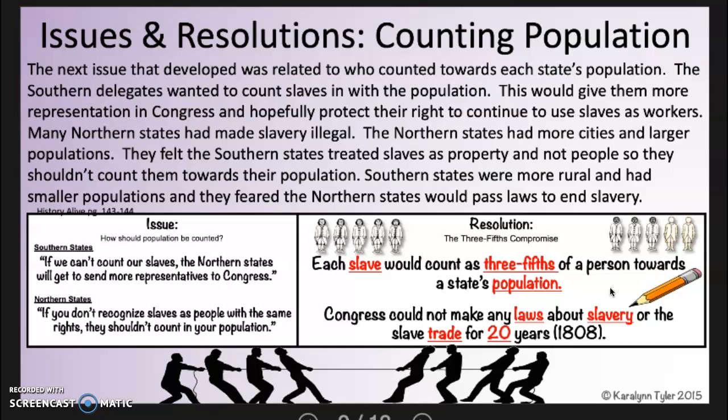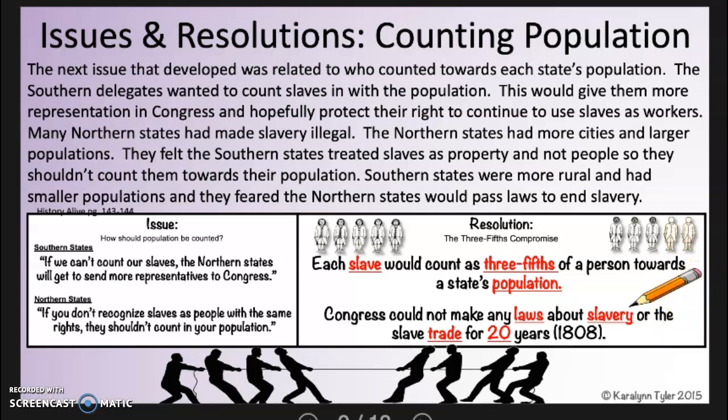And so what the agreement was when they finally wrote the Constitution was to basically ignore the issue of slavery for 20 years. So Congress couldn't make any laws about slavery or the slave trade for 20 years. Thus, ignoring and sort of brushing under the rug this issue of slavery until later.